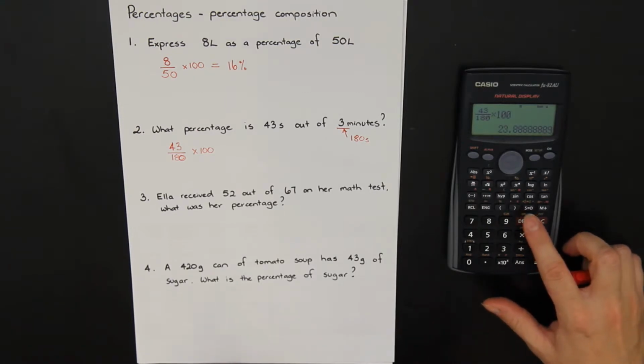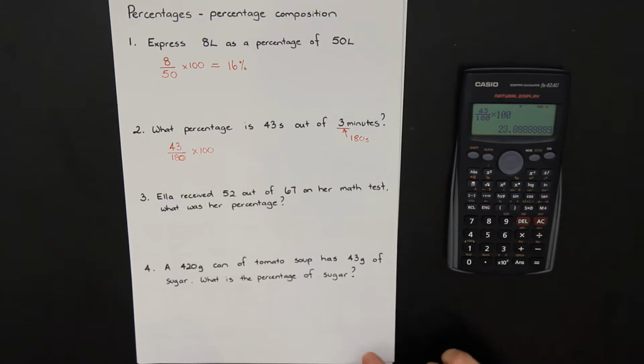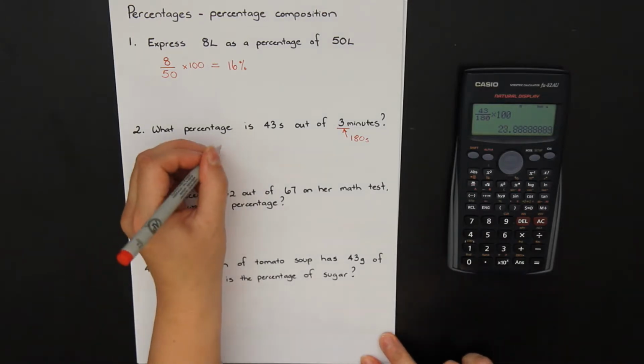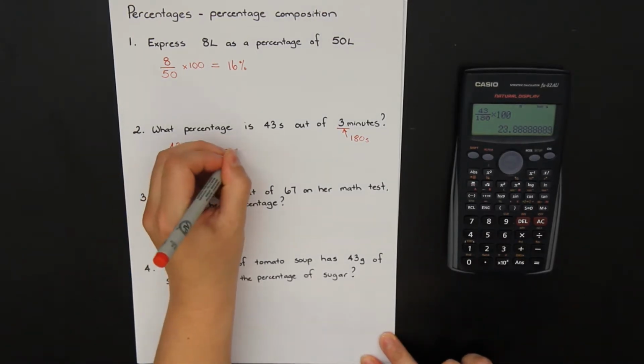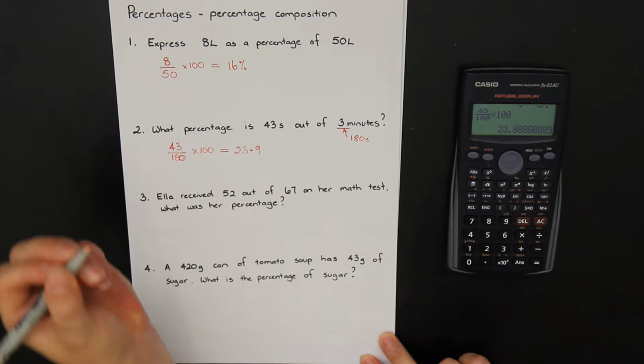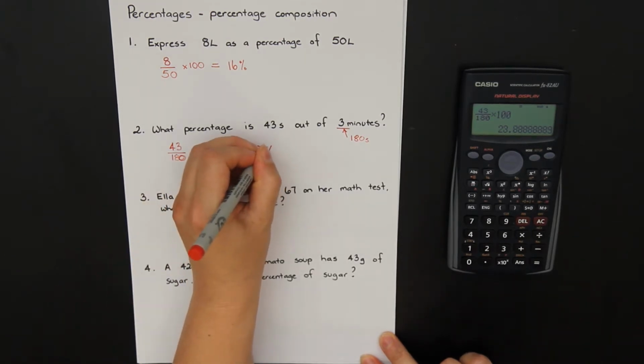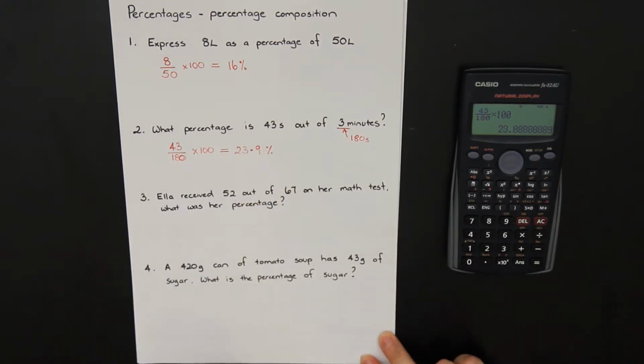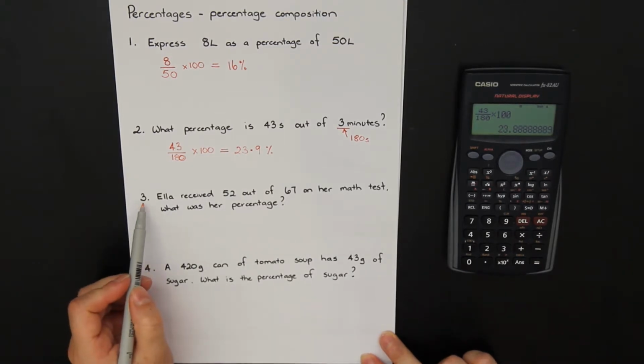Okay, we get a decimal there. Let's do this to one decimal place. So we get 23.9%. Very good. Okay. Question 3.